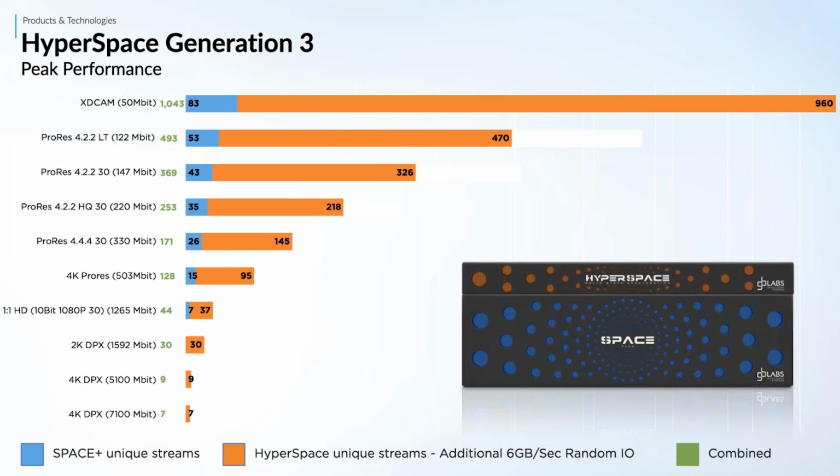So those of you purchasing a Space system have an option to, at around 160 terabytes, move over to a Space Plus environment as well. So you can choose to buy one of those. Adding a Hyperspace gives an extra boost. So really, really impressive figures.